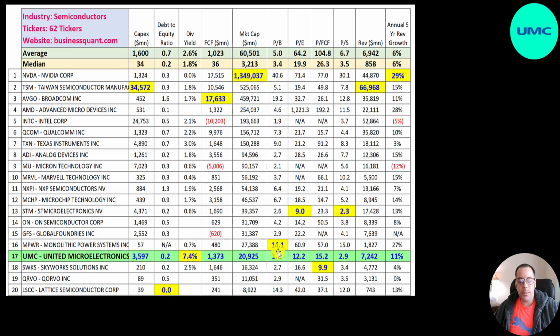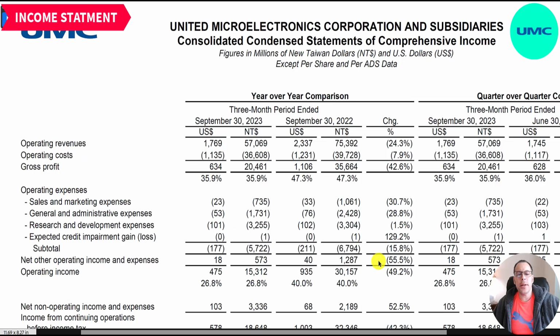Really solid price multiples, a 1.8 price to book, a 12.2 PE, below 15 is amazing, 15.2 price to free cash flow, and a 2.9 price to sales, so it looks really attractive. They generate lots of revenue, 7.2 billion, more than Marvell, and Marvell is almost triple the market cap. And they're still growing. Their 5-year annual revenue growth rate is 11%. Let's take a look at their financials.